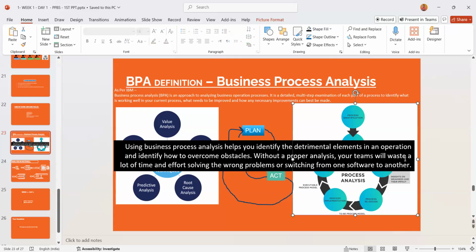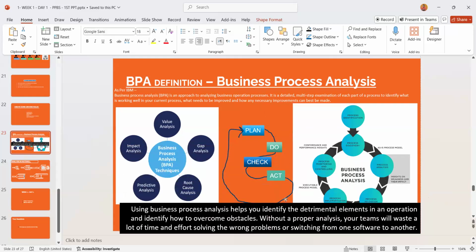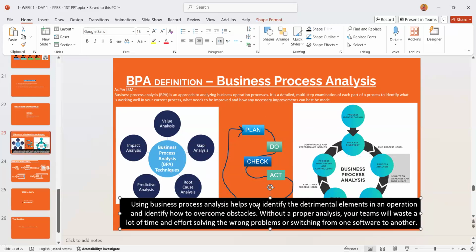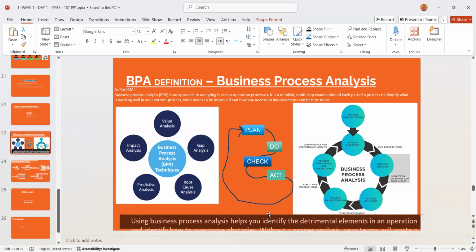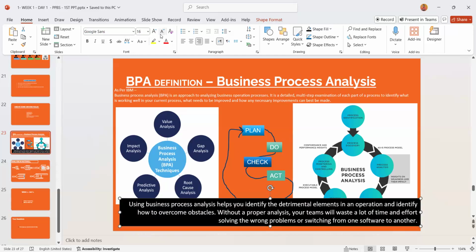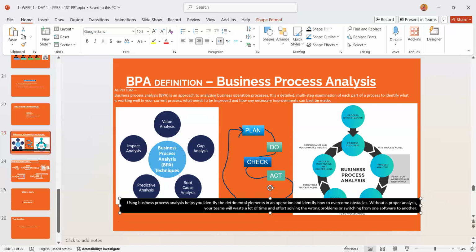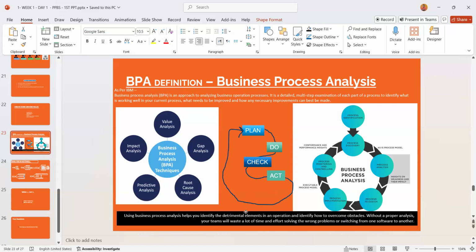And that was the reason I was explaining these as-is model, to-do model, to-have model. With me so far, everyone? Did you understand the reason behind the explanation of these models in business process analysis? Yes or no? Yes.